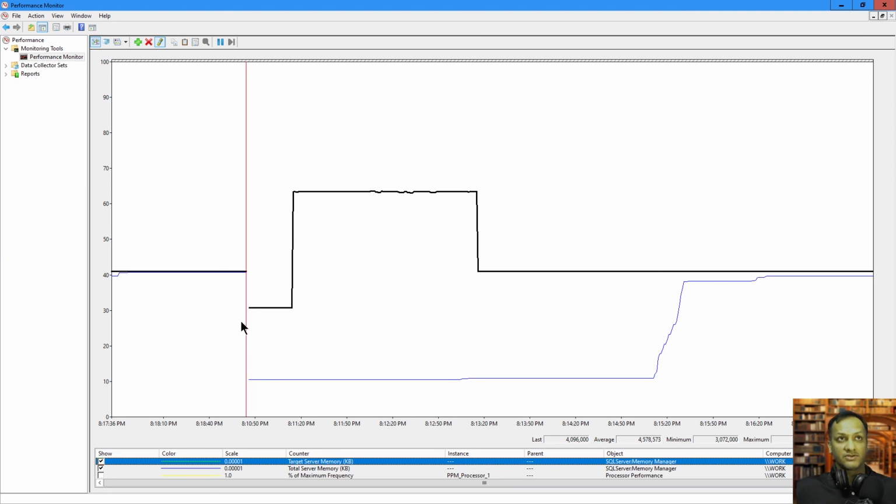And that's what you're seeing here. So in this particular case, you'll see that the total server memory and the target server memory are pretty much the same, which means that any additional queries that I execute are just going to put more stress on the system, because there's just not enough RAM available to get any more work done, right?